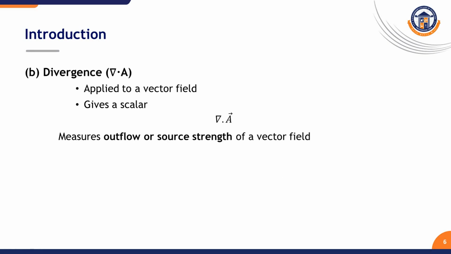Next, divergence. Divergence is nothing but del dot A vector applied to a vector field. It gives a scalar, del dot A vector. Taking the dot product of del and A vector, we get the divergence. It measures outflow or source strength of a vector field.